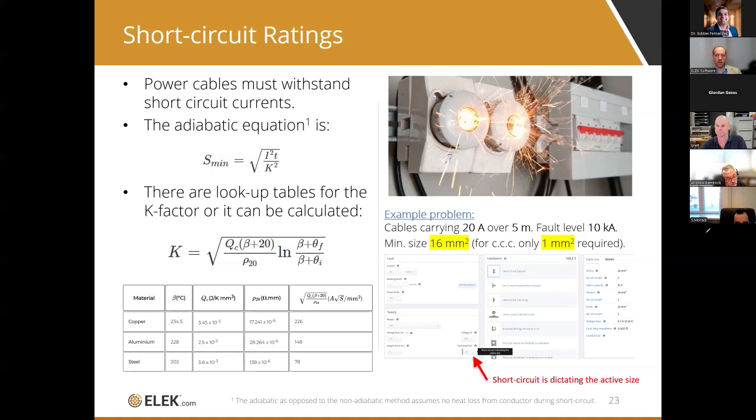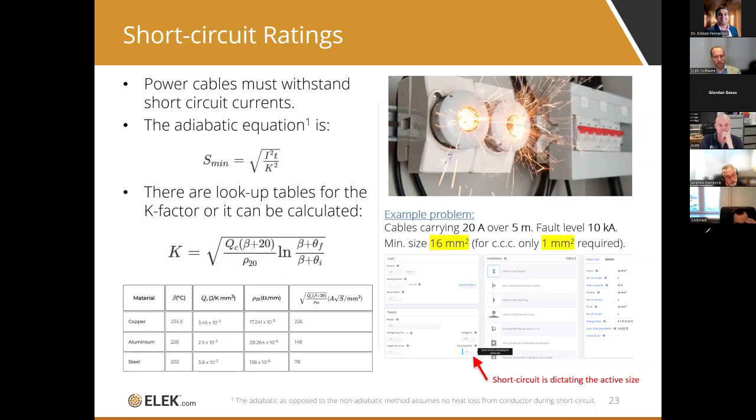Now on the right-hand side, you'll see a condition which does happen. We do get asked why it's happening. So for example, someone contacts us and says, look, I'm running 20 amps over 5 meters, and the software is telling us the minimum cable size is 16 millimeters squared. How can that be? I've looked up the table and I only need a 1 square millimeter cable to carry 20 amps, right? And we ask them, what's the fault level? And we confirm the length.